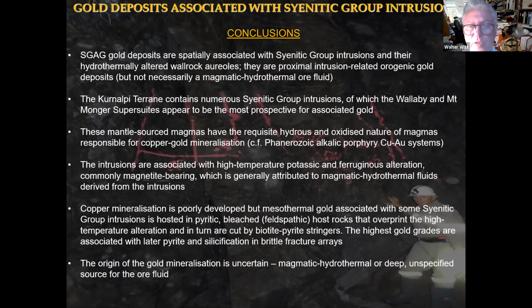Copper mineralization is poorly developed in these deposits, but mesothermal gold associated with some syenitic intrusions is hosted in pyritic bleached feldspathic host rocks that overprint the high temperature alteration. And these in turn are cut by biotite pyrite stringers and the silicified pyritic fracture arrays. And it's the latter which contain the highest gold grades in the SGEG deposits. And as I said before, the origin of the gold mineralization is uncertain. Is the ore fluid magmatic hydrothermal fluid or a deep unspecified source?